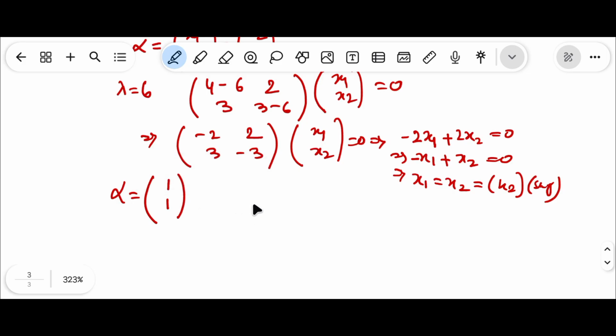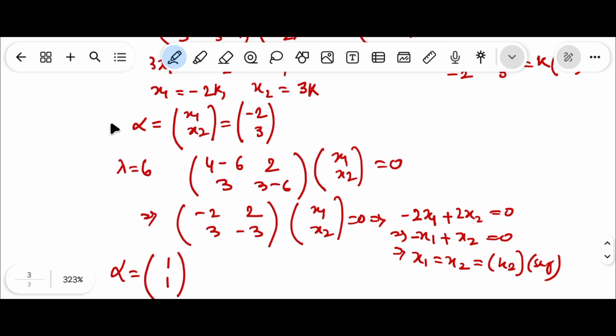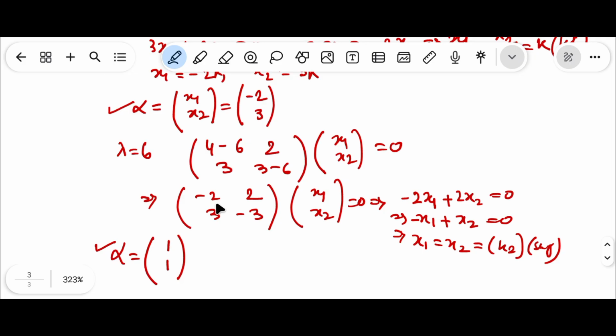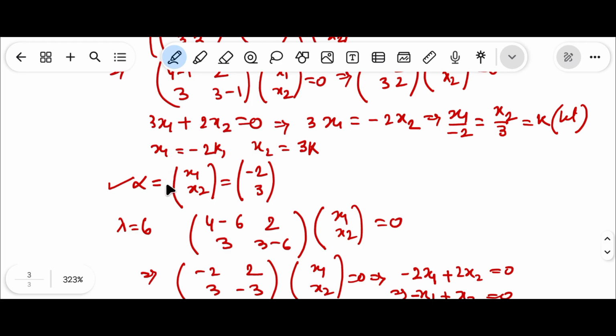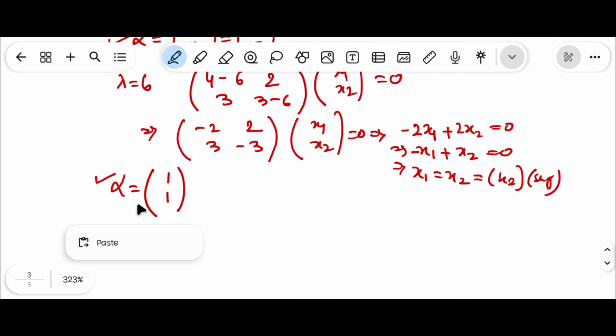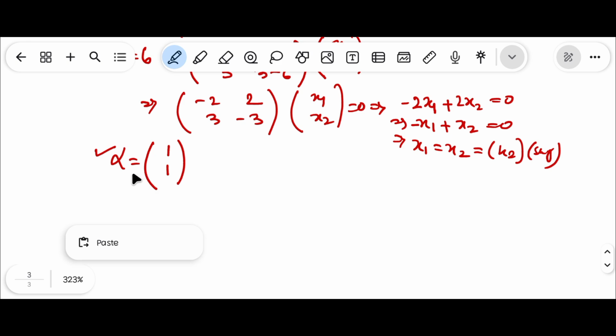Okay, so we have two eigenvectors. First one is minus 2 3 and second one is 1 1. So that's how we have to find eigenvector for corresponding eigenvalues. For lambda equals 1, our eigenvector is minus 2 3, and for lambda equals 6, we have our eigenvector as 1 1.